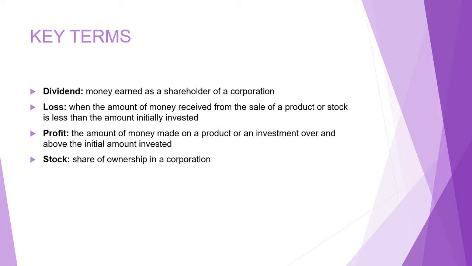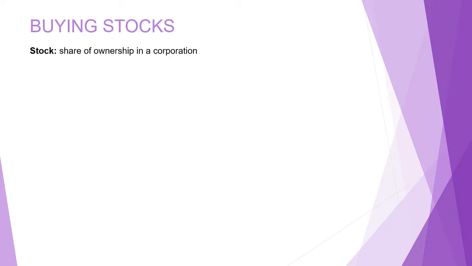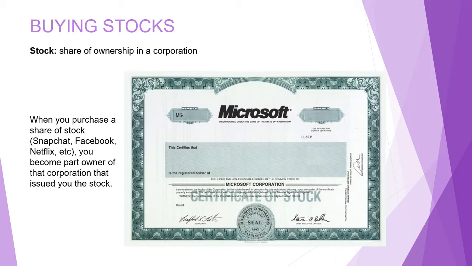We have stock, which is a share of ownership in a corporation, and stock certificate, which is proof of ownership in a corporation. So buying stocks, when you purchase a share of stock, such as Snapchat, Facebook, Netflix, etc., you become part owner of that corporation that issued you the stock. So you see this certificate right here? This is what we call the stock certificate. So when you purchase a stock, you will receive a certificate that looks like this. It just shows you that you are the owner or part of the owner.